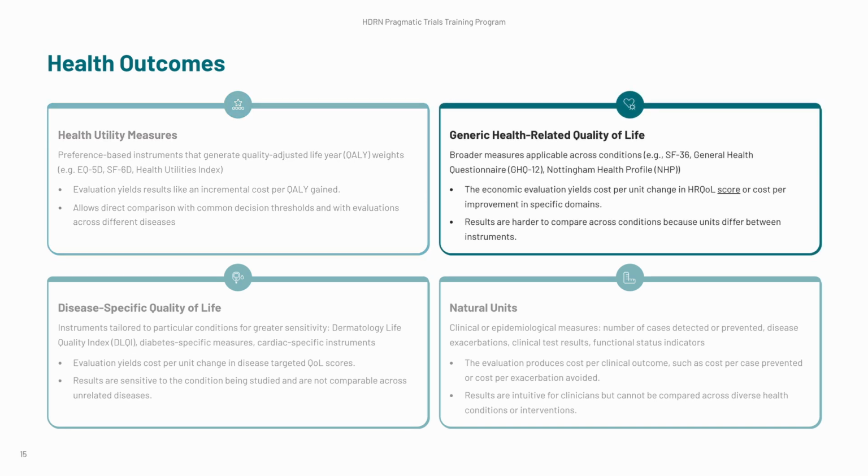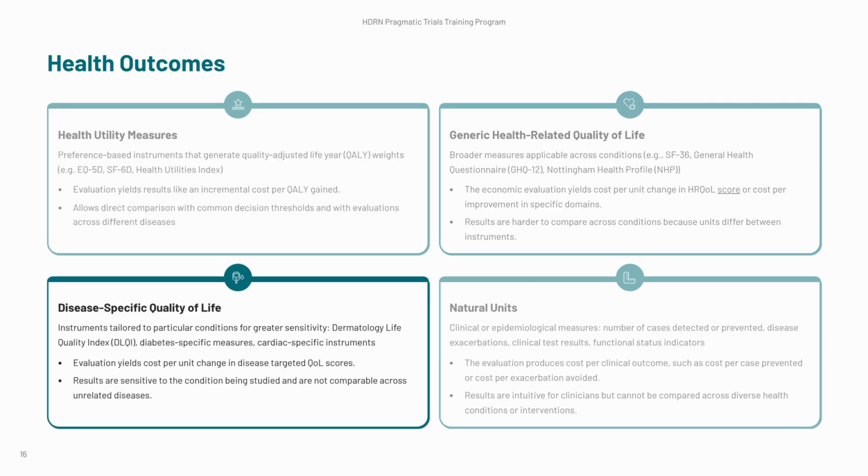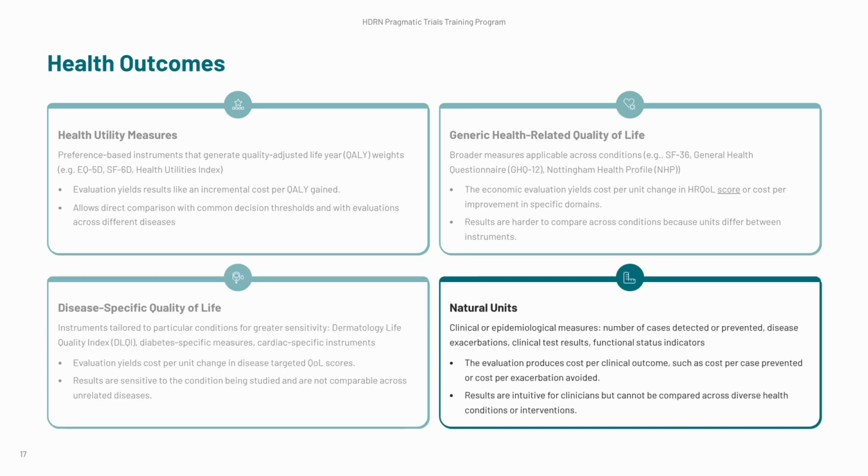Generic health-related quality of life instruments, such as the SF36 or GHQ12, provide broader profiles of functioning and well-being and can be used to estimate cost per unit change in a summary score or domain, although comparisons across conditions are harder. Disease-specific quality of life tools are usually more sensitive to changes in the particular condition being studied, which can be helpful when effects are subtle, but their scores are not comparable across unrelated diseases.